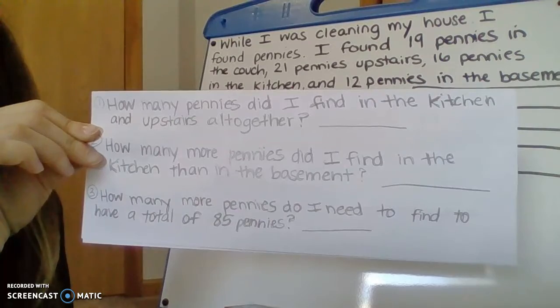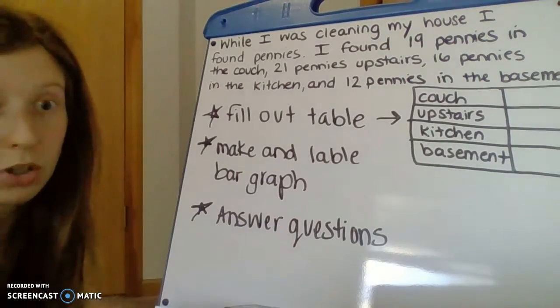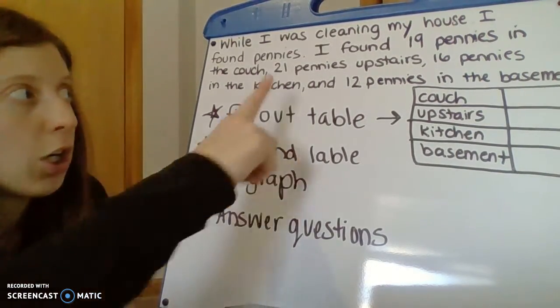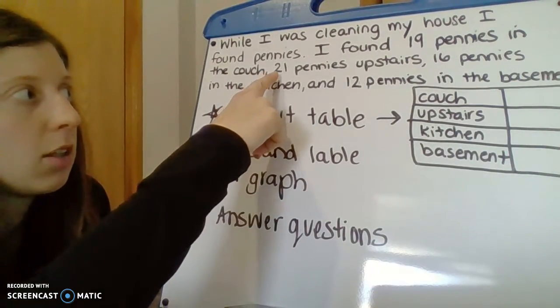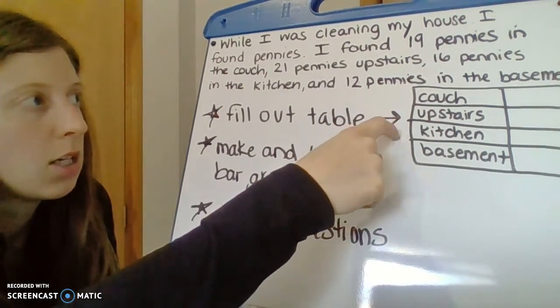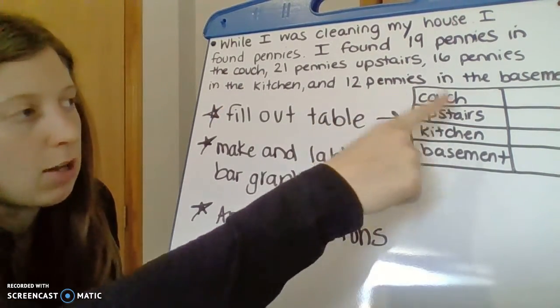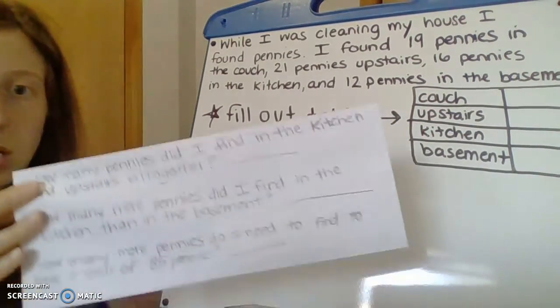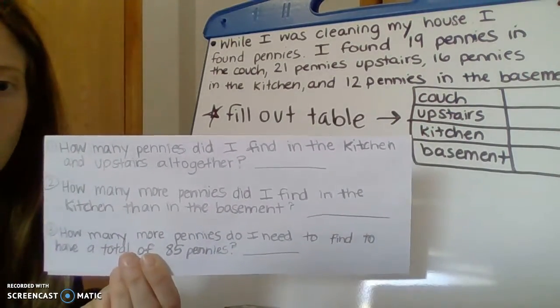Remember to show all your work, check your work, make sure you're labeling your bar graph, and make sure you're looking at the correct place where I found the pennies. So if you're looking at the couch, make sure you're looking at the correct number and you're filling that in when you answer your questions.